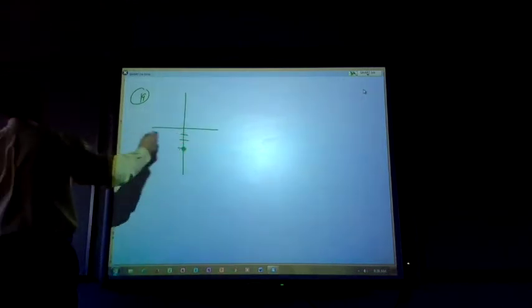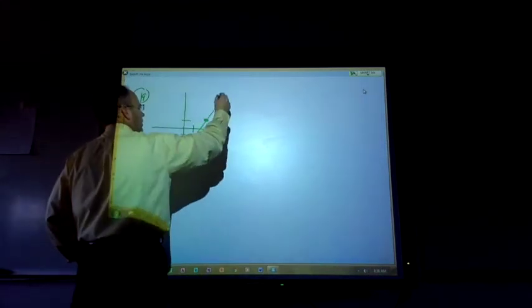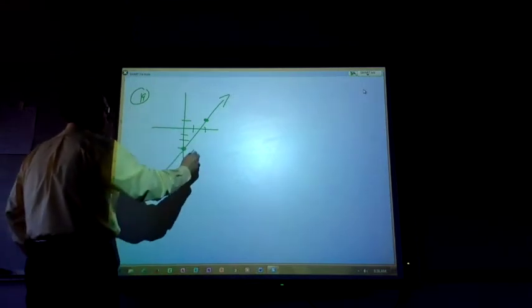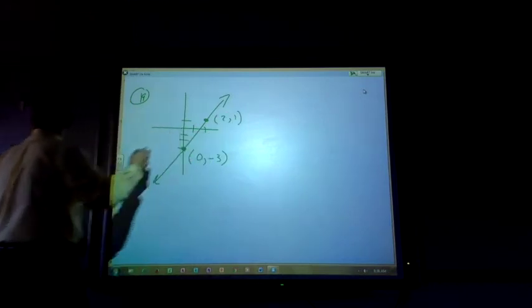So I think that is 1, 2, 3. And I think the other point I found was there. I think those are the 2 points that are available on there. Do you agree? So that's (0, -3), and that's (2, 1). Is that right?